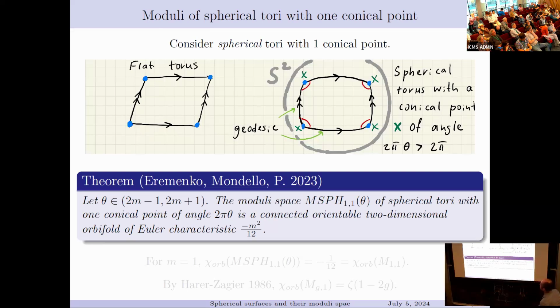Now, why is the orbifold Euler characteristic of M11 equal to -1/12? So it's like this. When we count orbifold characteristic, we need to count every point with its symmetry, yeah? Any torus has a Z2 symmetry. So a generic torus has symmetry Z2. Here we have symmetry Z4, and here we have symmetry Z6. This we count with 1/4, and this is 1/6.